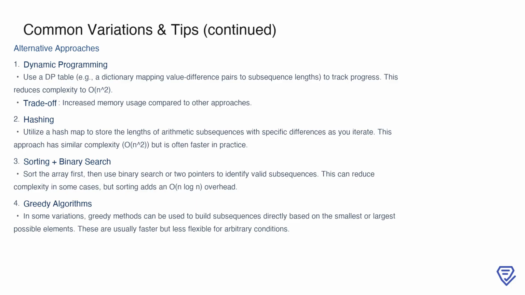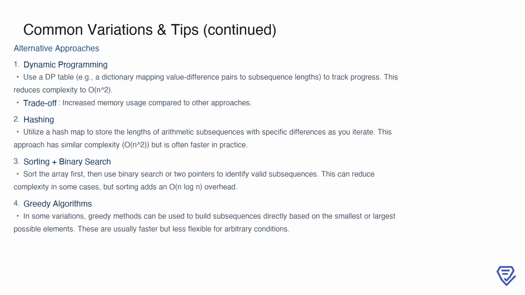Hashing offers another efficient solution. By using a hash map to store the lengths of arithmetic subsequences with specific differences as you iterate, you achieve a similar complexity of O(n squared), but this method is often faster in practice due to reduced overhead. Sorting combined with binary search is another option. Sorting the array first simplifies identifying valid subsequences, though it does add an O(n log n) overhead.